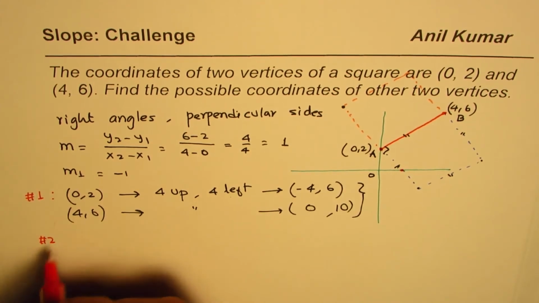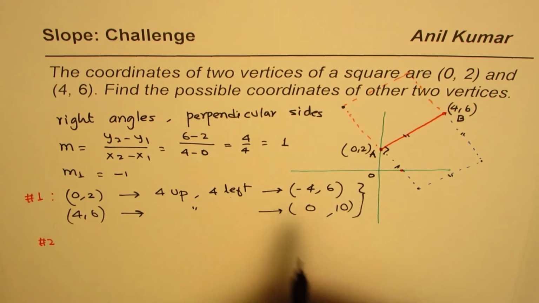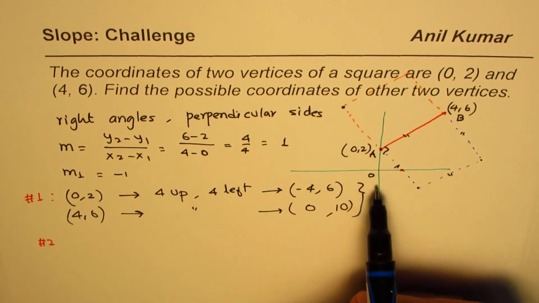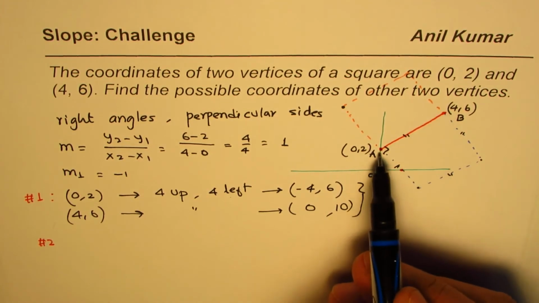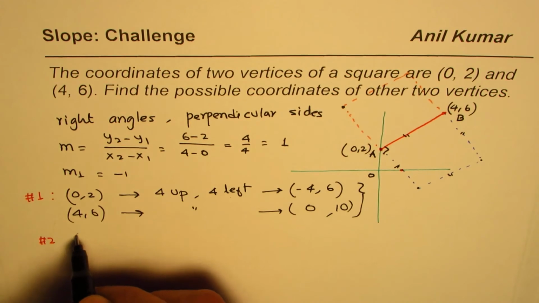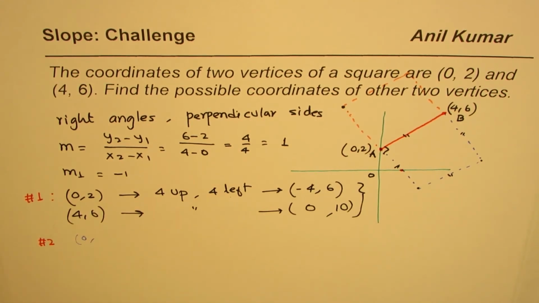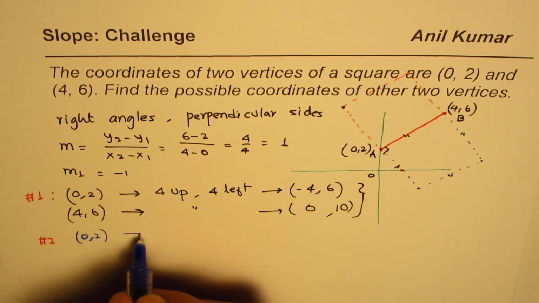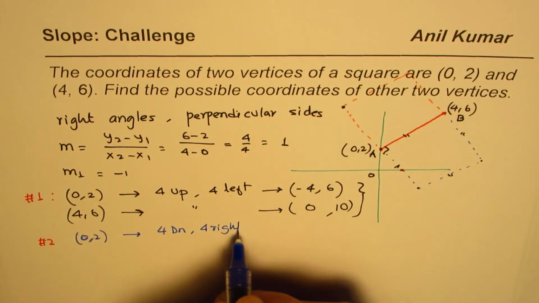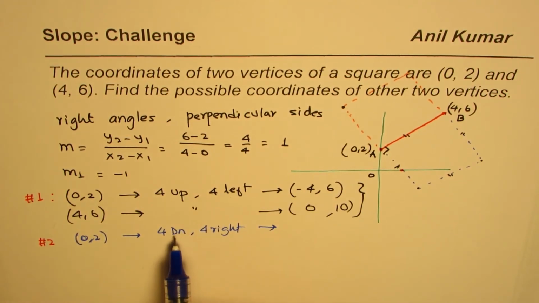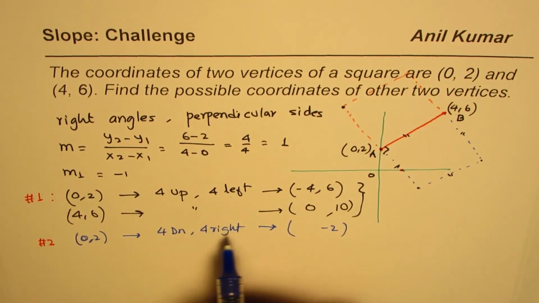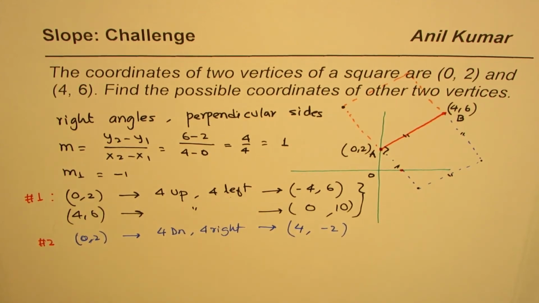Now let's do set 2. To find the second set of points, we can move this time 4 down and 4 right. Earlier we were going 4 up and 4 right. Now we should go 4 down and 4 right. So starting with 0, 2, we need to go 4 down and 4 right. That really means that the y value will be decreased by 4. So 2 minus 4 is minus 2. 4 right means add 4 to the x value, right?